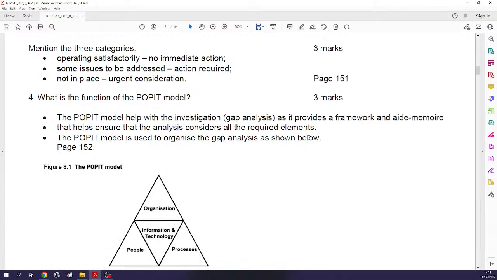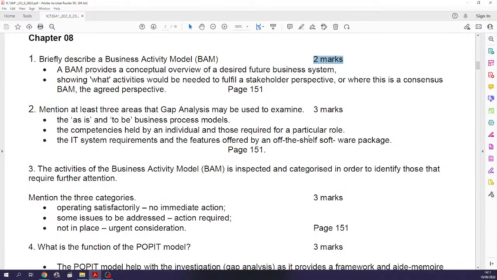I think they only go up to 4 marks in this one. In chapter 1, in assignment 1, if I'm not mistaken, I think it was all 2 mark questions. Actually, I think I have this here. Yes, I think so. All right.